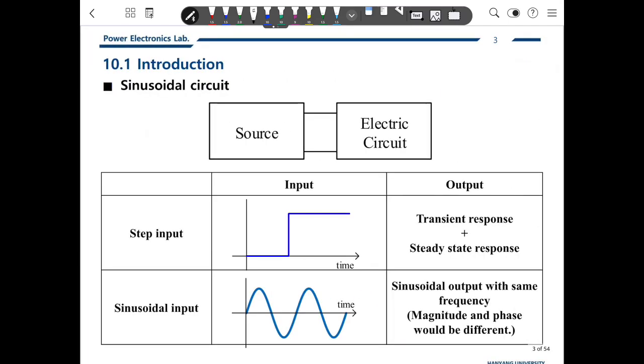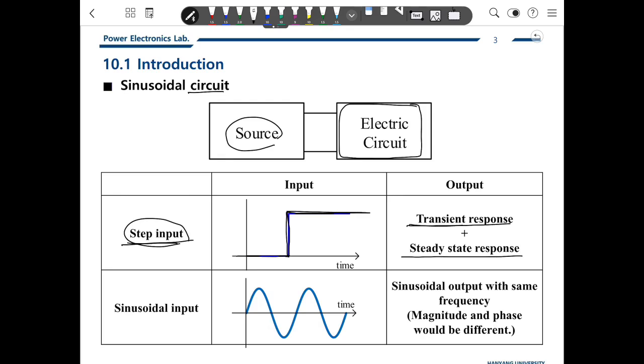So what is a sinusoidal circuit? When the source is connected to an electric circuit, the step input means the voltage or current varies in a stepwise manner. We call that a step input. In that case, the output is a function of this input, and it consists of two things: the transient response and the steady state response.